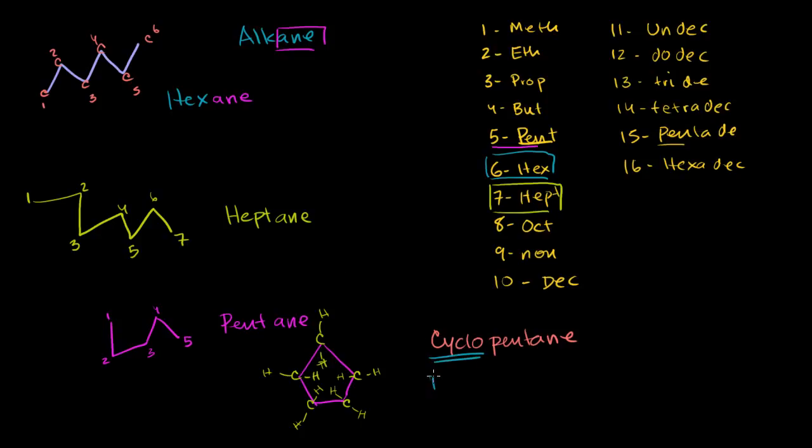Let me just break that apart. The cyclo tells us that we're dealing with a ring. You see that this is a ring right there. The pent tells us that we're dealing with five carbons. And then the ane part tells us that they are all single bonds. All carbon-carbon single bonds, no double or triple bonds. So let's go the other way. Let's start with the word, and let's see if we can figure out what the actual structure would look like.